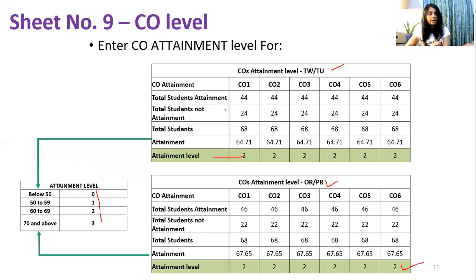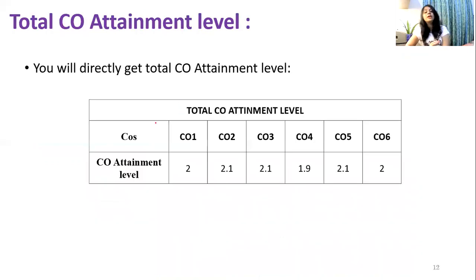After you enter values in all 4 tables, you will automatically get this table updated, that is the final total CO attainment level for your subject. That is CO1 attainment, CO2, CO3 and CO6 attainment. So this table should come automatically, and this table should change the values according to your values. So this is your final CO attainment level for your subject.